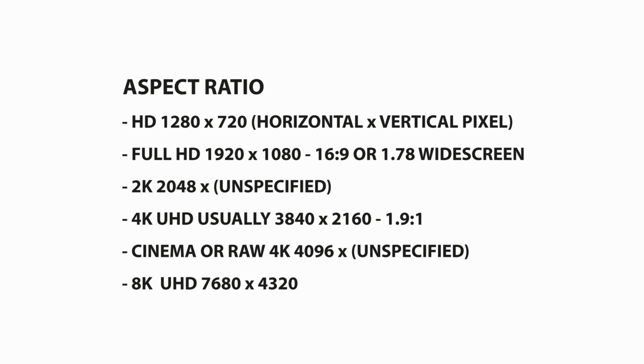Cinema or raw footage, 4K, is usually for projectors and has a resolution of 4096 by an unspecified number of vertical pixels. 8K or UHD has a resolution of 7680 horizontal pixels by 4320 vertical pixel.